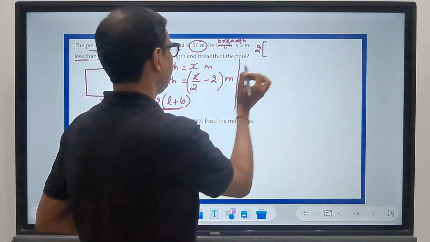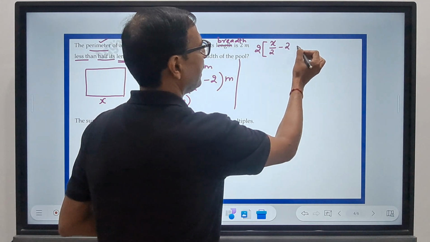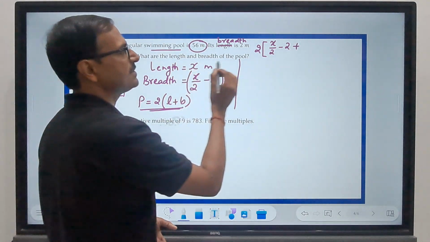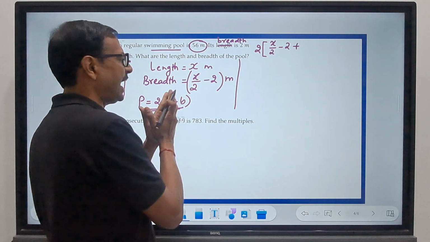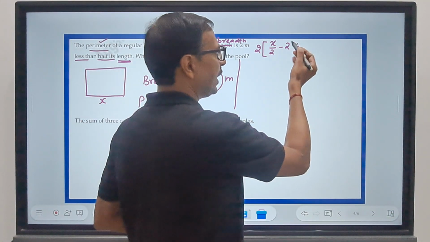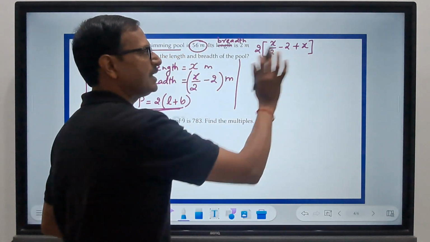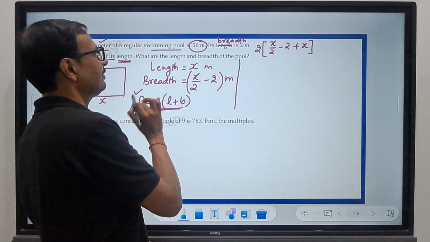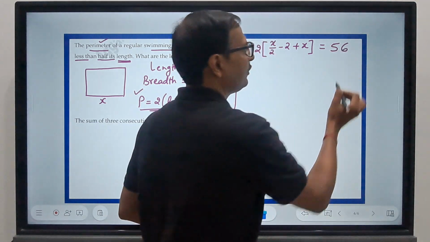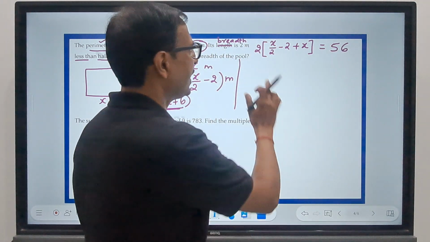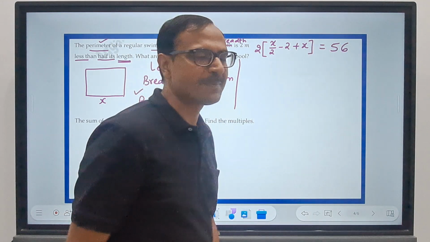the length is x upon 2 minus 2 plus the breadth. You can take the length and breadth or breadth and length, because they are added, it doesn't make a difference, so I am going to add them. So I have added them, right? This gives me the perimeter, and the perimeter given is 56 meters. So I have to equate that to 56 now. So twice the length plus breadth is 56.